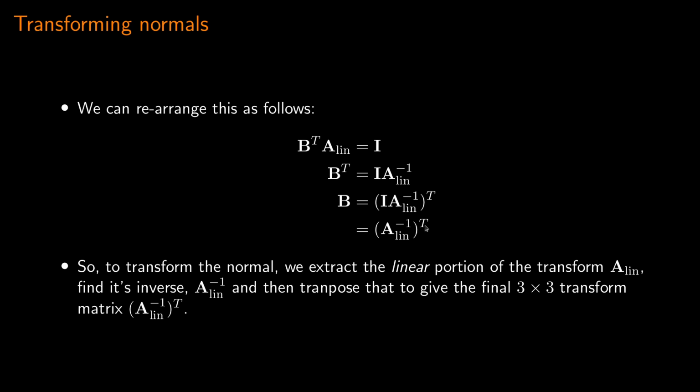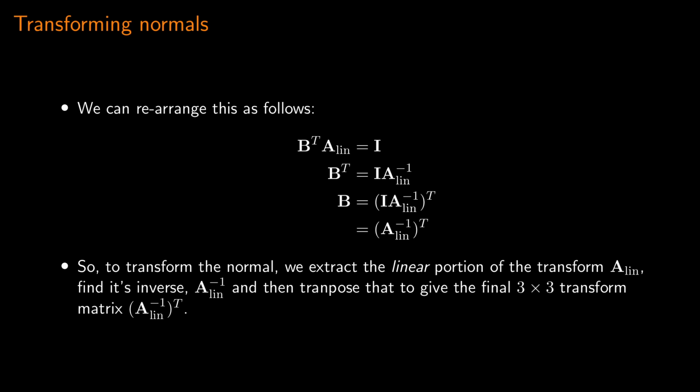So to transform the normal vector, we extract the linear portion of the transform a-lin, we find its inverse, a-lin to the -1, and then we transpose that to give the final 3x3 transform matrix a-lin to the -1, all transpose. Okay, and that is actually what we have to do. So what we're going to do is modify our code to do that. We're going to extract the linear portion of the transform that we're using, take the inverse of that, and then transpose it, and that's what we're going to use to transform our normal vectors. And that does indeed give the right result. As we saw, that gives us the orange arrows that we saw in the illustrations at the beginning.